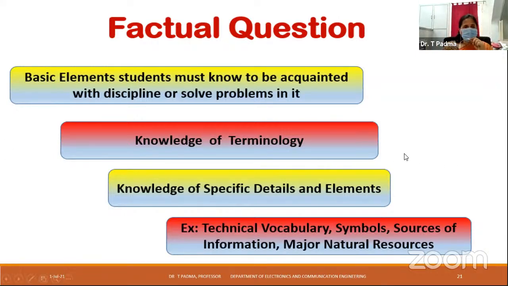These factual questions are the basic elements the students must know to get acquainted with the discipline or solve the problems in it. If they want to solve any problems, they should have some minimum knowledge about those. If it is electronics, they should have some electronics knowledge, which is the factual knowledge required so that they are able to recollect and use it at the remembrance level. And the knowledge of the terminology and the knowledge of the specific details and elements.